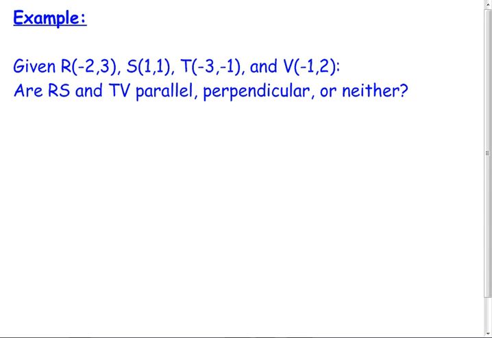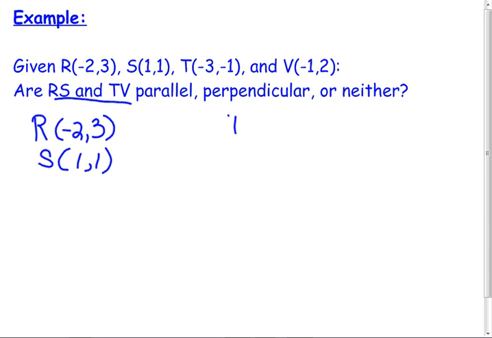Are RS and TV parallel, perpendicular, or neither? What do you have to do? You need to find the slope of RS and the slope of TV, but read these carefully because sometimes they might do RT. You'll see on the homework. They're a lot like that. Cole, do you want to come up and do this?